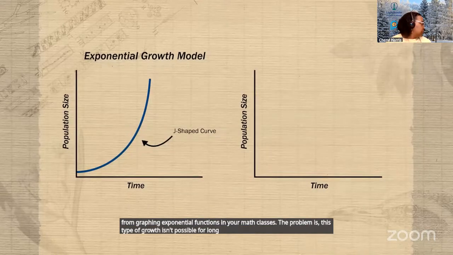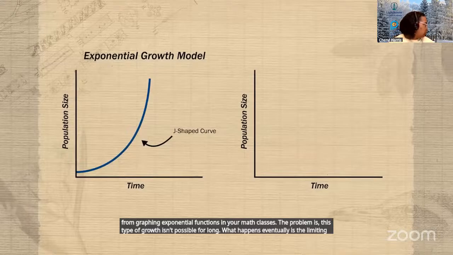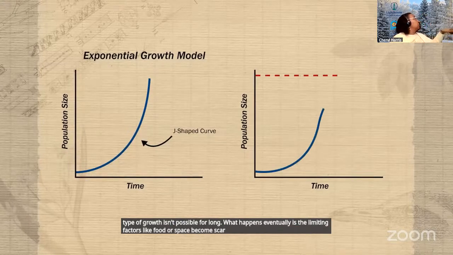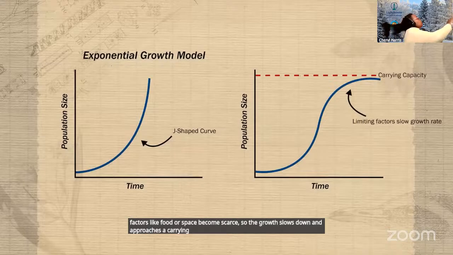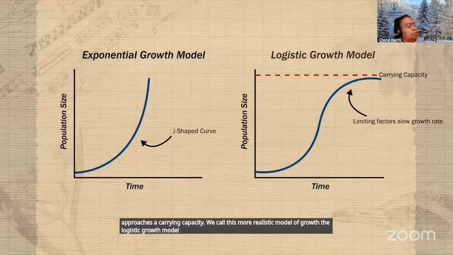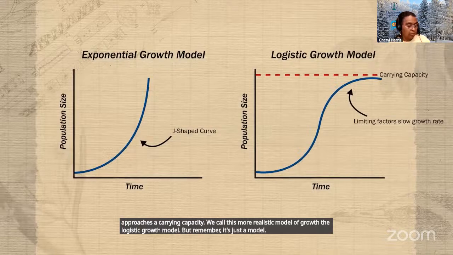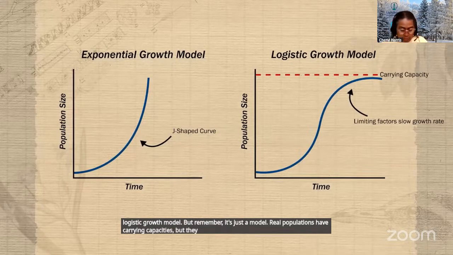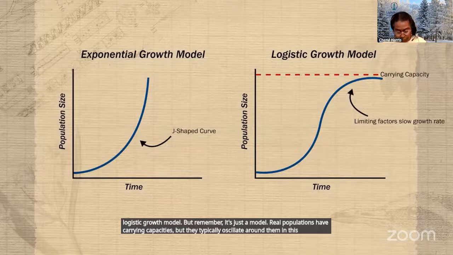What happens eventually is the limiting factors like food or space become scarce, so the growth slows down and approaches a carrying capacity. We call this more realistic model of growth the logistic growth model. But remember, it's just a model. Real populations have carrying capacities, but they typically oscillate around them in this overshoot dieback pattern that we talked about in topic 3.4.